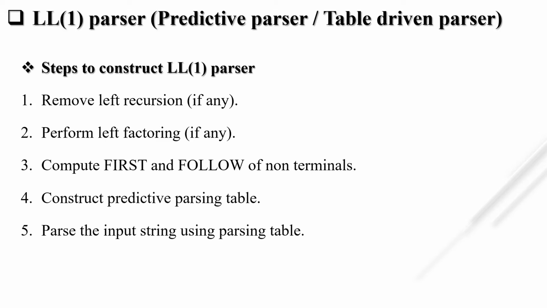Before going to the LL1 parsing method, we must have knowledge about how to remove left recursion, which was already done in the previous video. How to perform left factoring was also done in the previous video. This one is new, that is first and follow. We have to compute the first and follow functions for each and every non-terminal symbol. Then we have to construct the predictive parsing table, and with the help of this predictive parsing table, we are going to parse the input string. So left recursion and left factoring we have already done. Now we first see first and follow of the non-terminals, then we proceed with steps number 4 and 5.